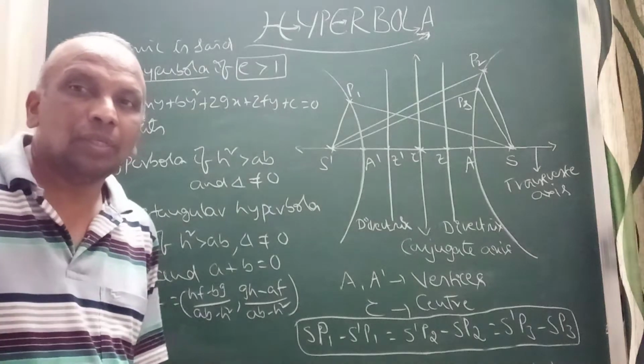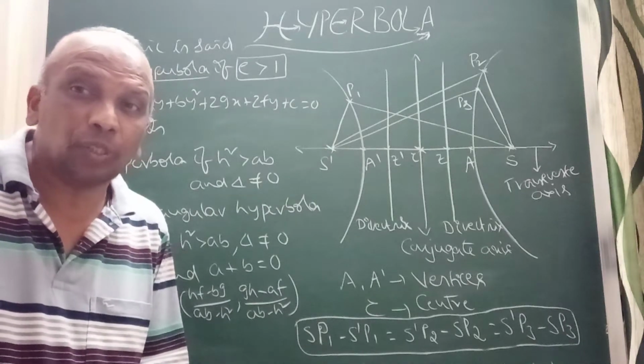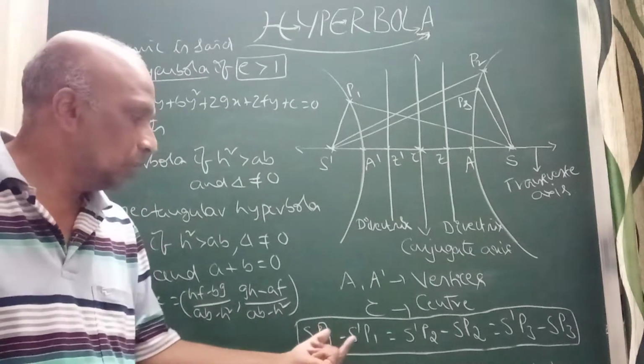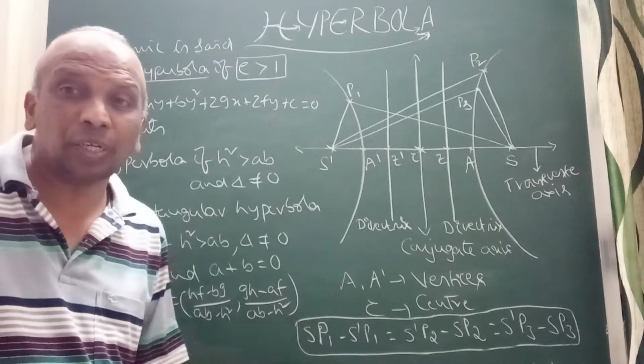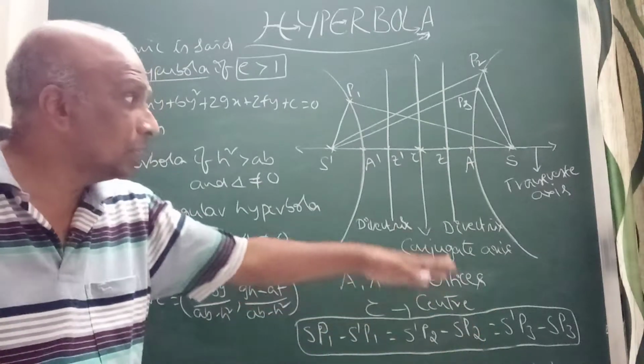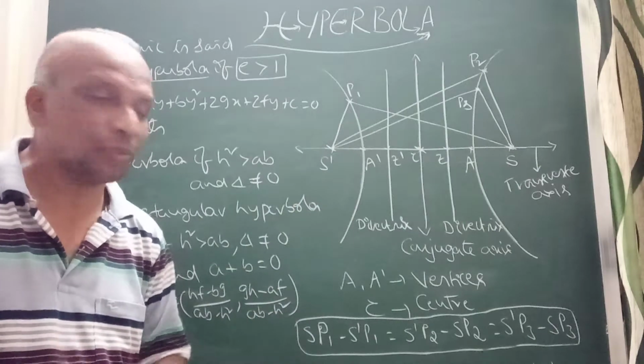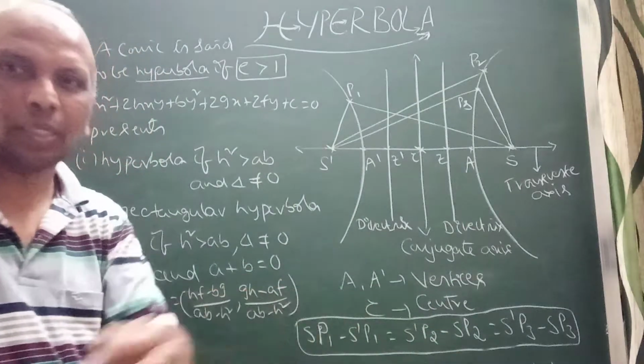But in the ellipse, the sum of the focal distances is constant, which is equal to the length of the major axis. Here also, the difference is always constant, which is equal to the length of the transverse axis, AA dash, which is equal to 2a. That we will discuss later.